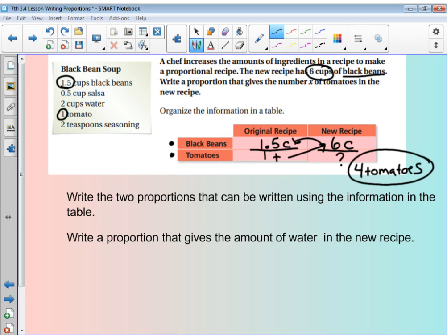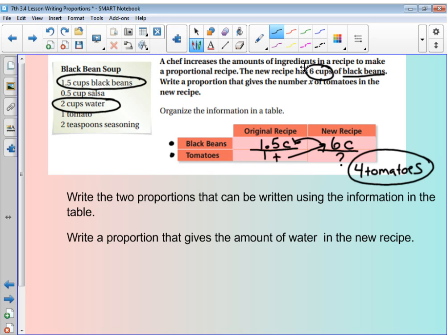So let's say instead of the amount of tomatoes I needed, I wanted to work off of the amount of water. So we'll use the same scenario in terms of we're still going to increase it to 6 cups of black beans. So write a proportion that gives the amount of water that you would need in the new recipe. So this time I need to pull my information for the water. So we're still using black beans, and our water was 2 cups.